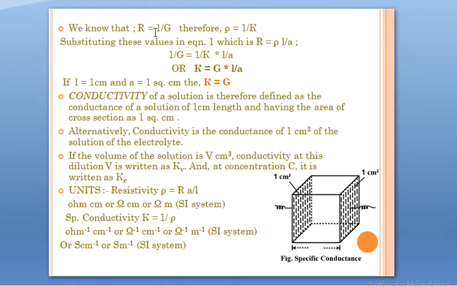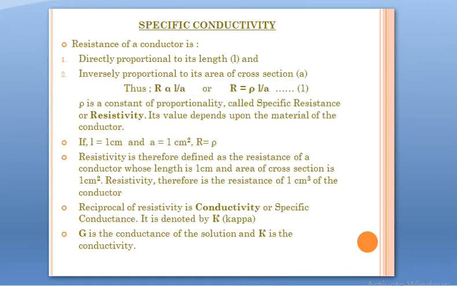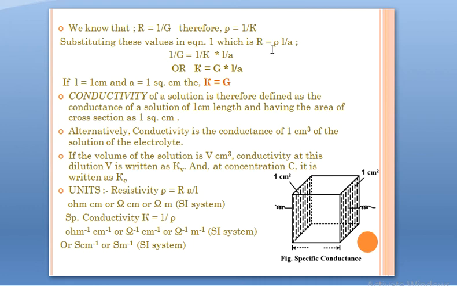Now we know that R is equal to 1 by G, a reciprocal relationship. Therefore rho is equal to 1 by kappa. Resistance and conductance are related to each other like this. Resistivity and kappa are related to each other like this. Now we'll substitute these values in equation 1. We take this equation again, which was R is equal to rho L by A. Substituting the value of R and the value of rho, what do we get?